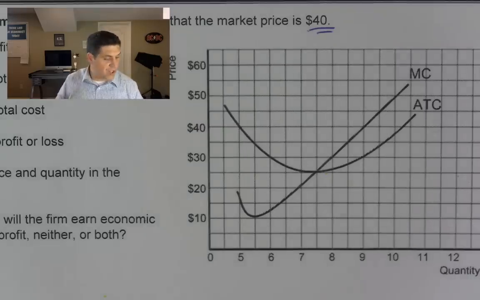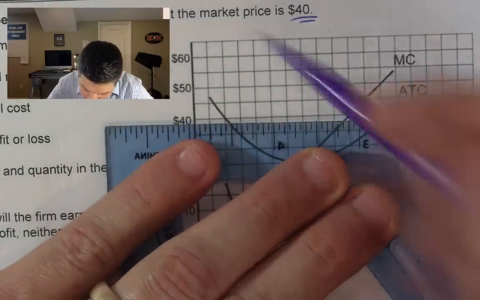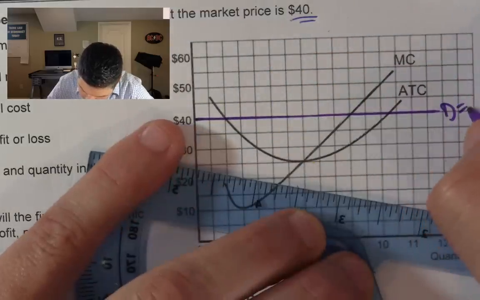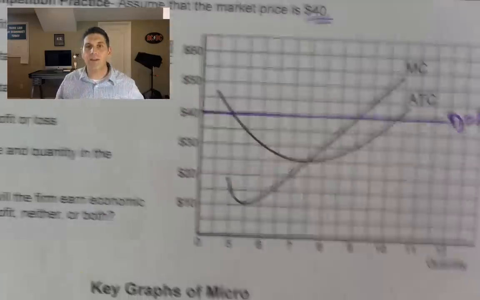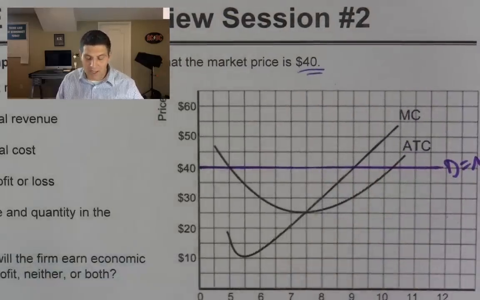So the first question it's going to ask you is where is the marginal revenue? Like if the price is 40, but I don't know where the marginal revenue is. Well, you do. It's the demand, which is right here. So you've got a horizontal demand curve, which is MR. Demand equals marginal revenue right there, because it told you the price is 40. That's what the price is. It's set by the market, and there it is.